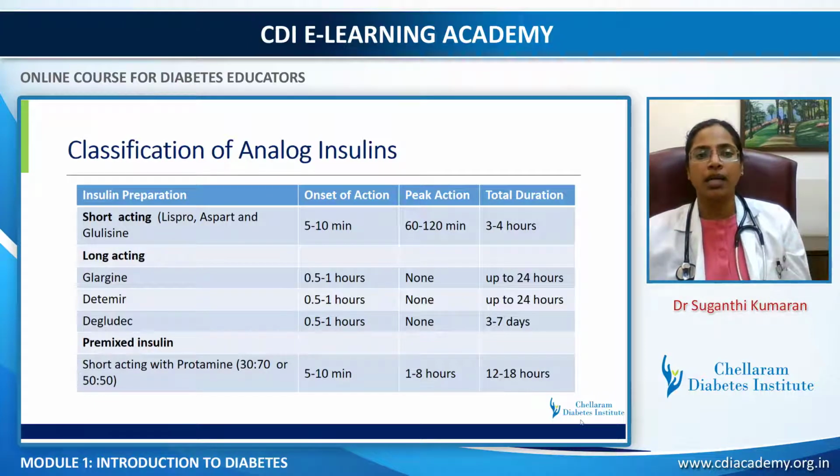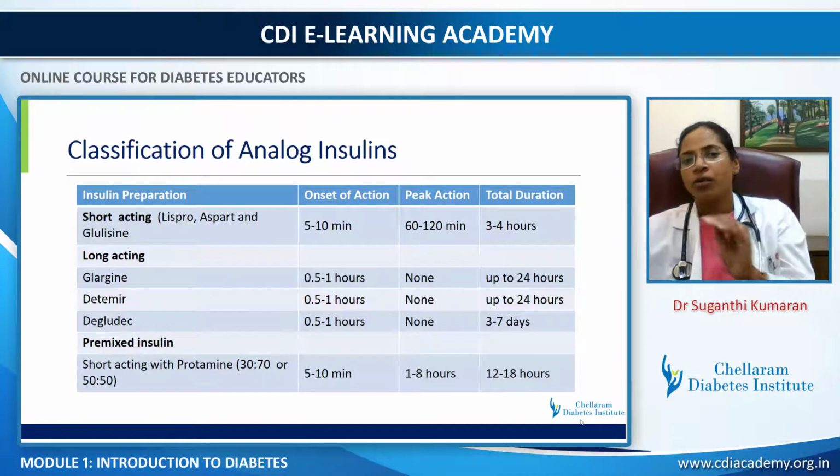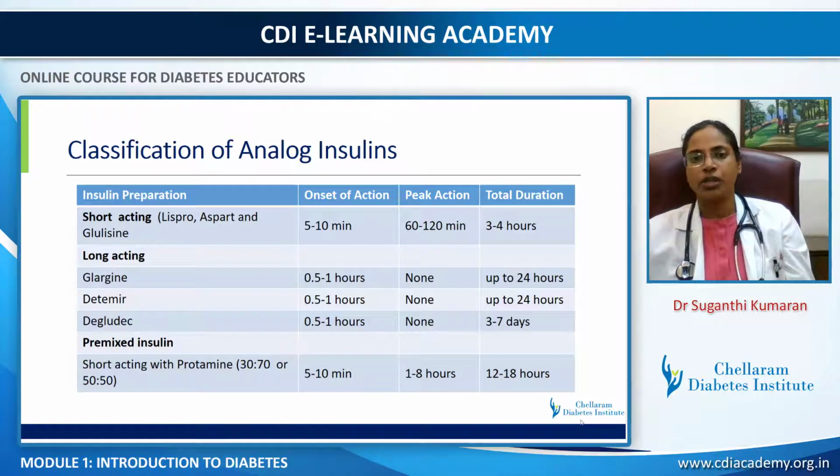Longer-acting ones include glargine, detemir, and degludec. Again, they start acting within 30 minutes to an hour. They don't have a peak action. In fact, they have a plateau, uniform action for about 24 hours in the case of glargine and detemir. Degludec is a longer acting insulin which can even last for up to 3 to 7 days.